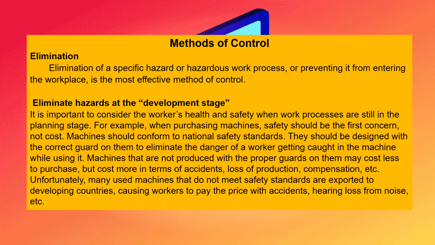Methods of control. Elimination. Elimination of a specific hazard or hazardous work process or preventing it from entering the workplace is the most effective method of control. Eliminate hazards at the development stage. It is important to consider the workers' health and safety when work processes are still in the planning stage. For example, when purchasing machines, safety should be the first concern, not cost.